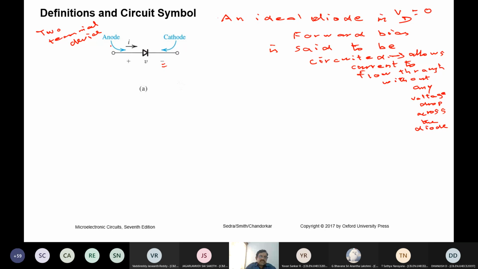And the positive terminal is the anode, the negative terminal is the cathode, and the current simply flows through. When this is made out of a PN junction, when P is connected to the positive and N is connected to the negative, then we can say that the diode is under forward bias and therefore the current will flow easily through it. So the diode in forward bias is said to be short circuited, allowing current to flow through it.